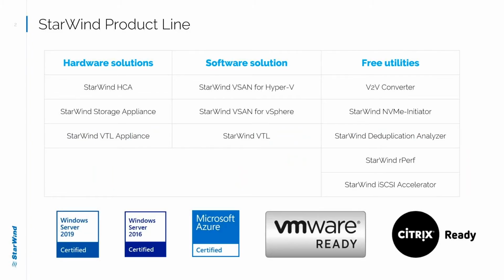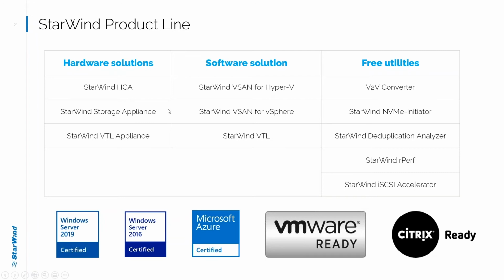StarWind can be considered an old man in the software-defined storage solution market. It was founded in 2008, and since the beginning, our company was specializing in storage virtualization, offering software storage solutions as well as hardware appliances. StarWind Hyperconverged Appliance is a turnkey all-flash solution which unifies compute, storage, and network stack in one box. It comes with proactive support where we monitor the health of both hardware and software components around the clock.